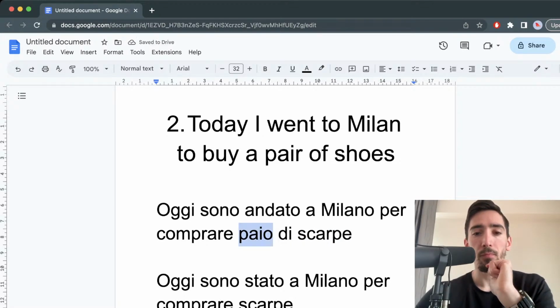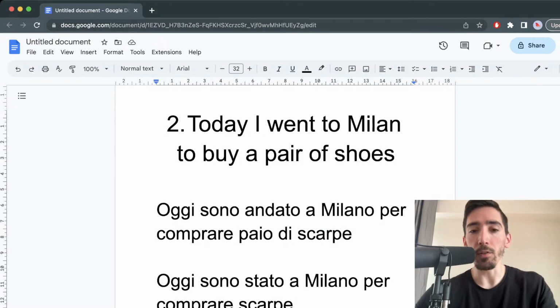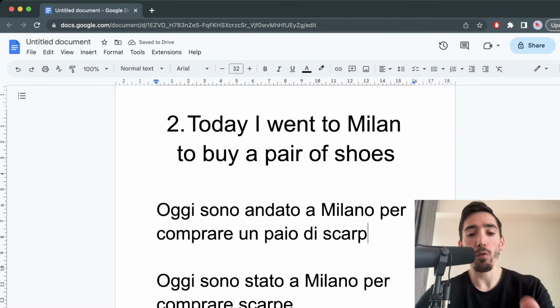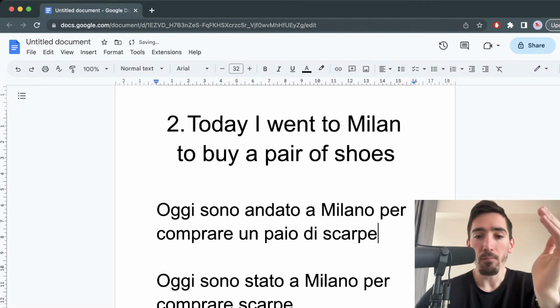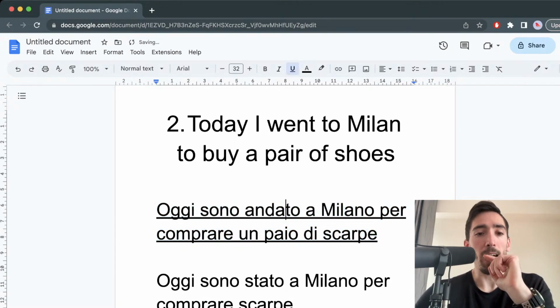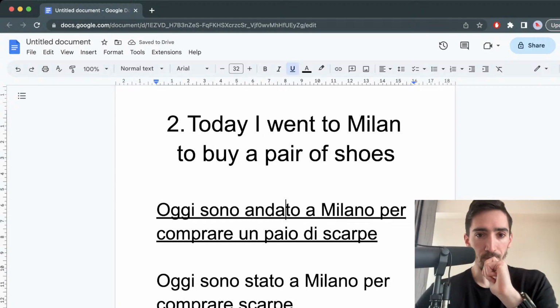Comprare un paio di scarpe. And of course, we need to tell the listener or the reader which pair, and it's no pair in particular. So a pair, un paio di scarpe. Scarpe is feminine, so the plural form ends in e. That's perfect. So this is correct. There's nothing wrong about this.